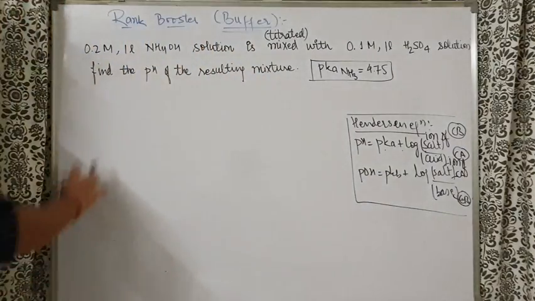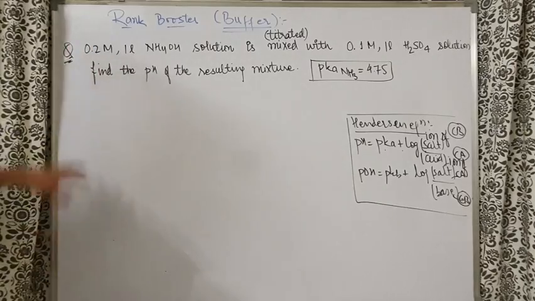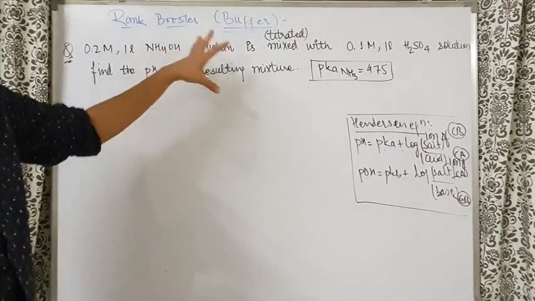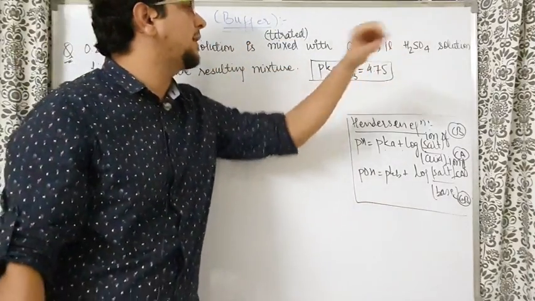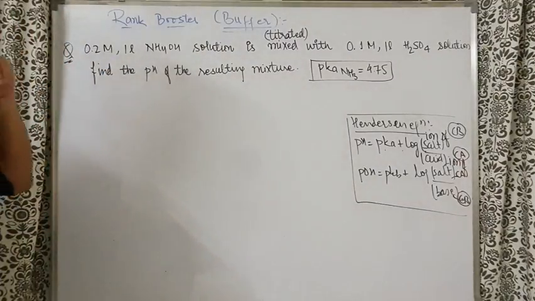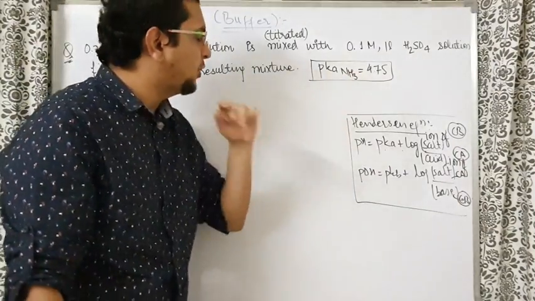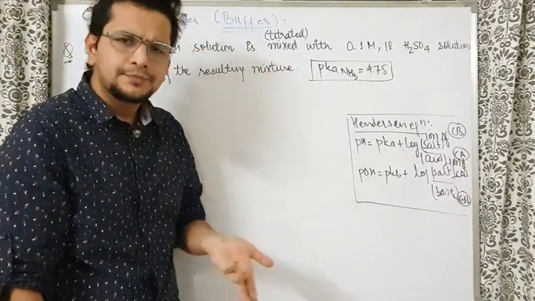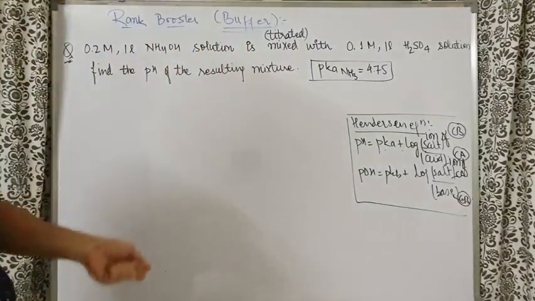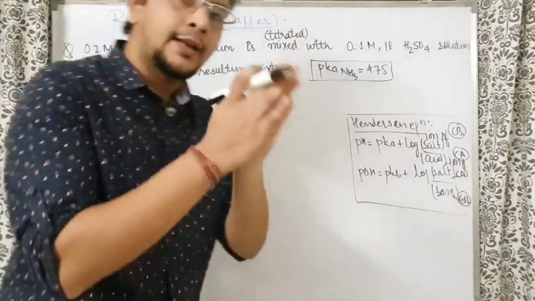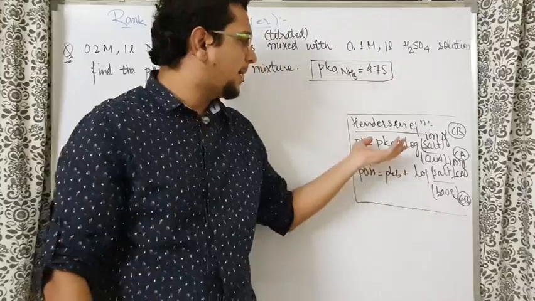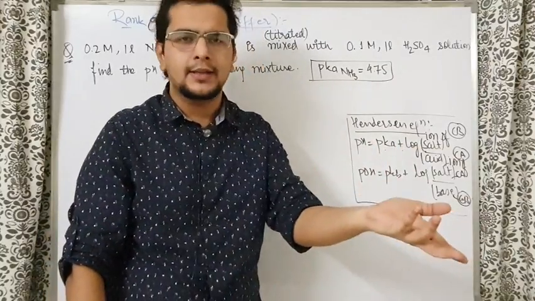Which common errors can happen? Let's read the question. 0.2 molar 1 liter NH4OH solution is mixed with 0.1 molar 1 liter H2SO4 solution. Find the pH of the resulting mixture. pKa of ammonia is given. Sir, you were teaching buffer. Here no word of buffer has come. Exactly. If you get a question with the name buffer in it, you will be able to apply the Henderson equation anyway and you will get the answer.